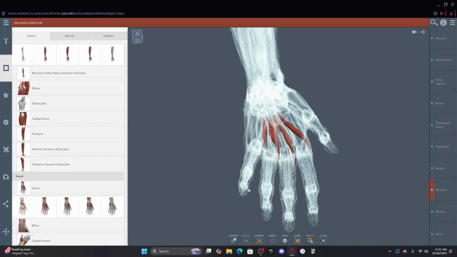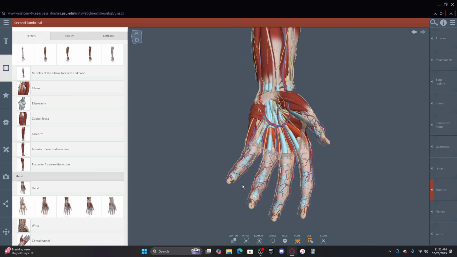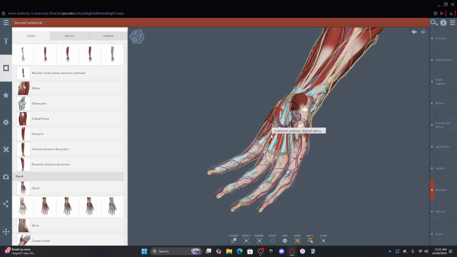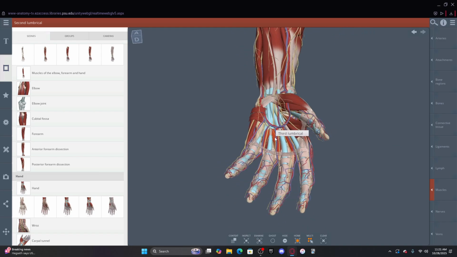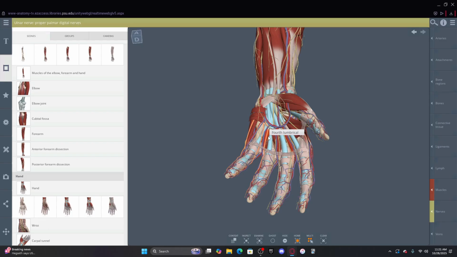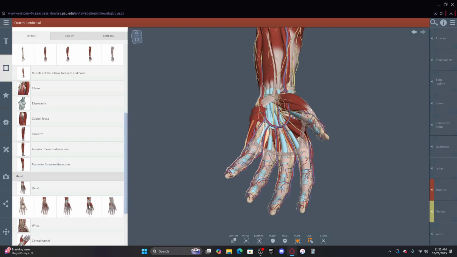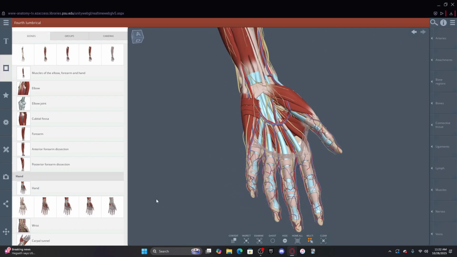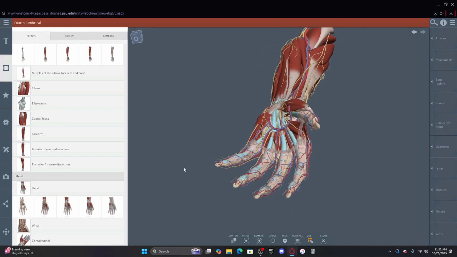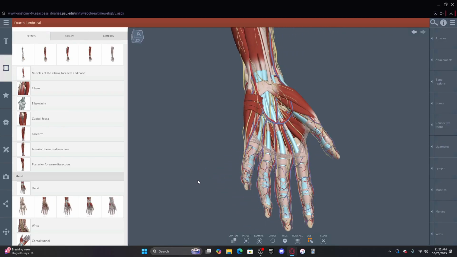So now we can move on to the palmar interossei. The lumbricals are superficial. The palmar interossei are more deep. So superficial lumbricals, the palmar interossei are a lot deeper.